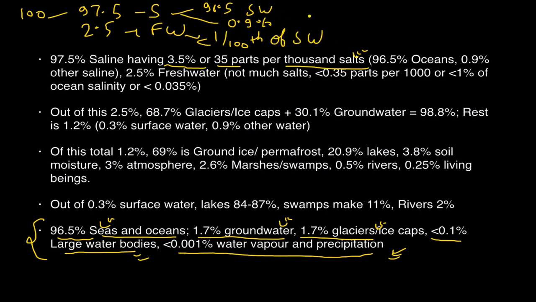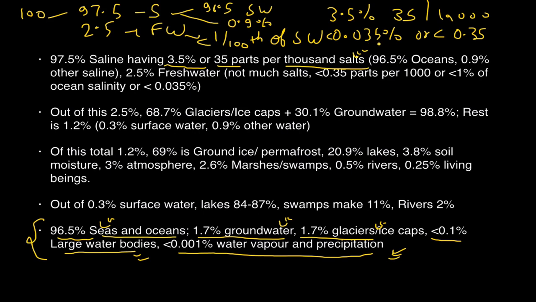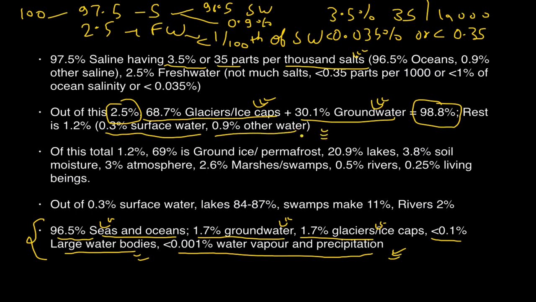Is that understood? So if its salinity is 3.5%, or 35 parts per thousand, it means this salinity will be 0.035%, that is one hundredth, or less than 0.35 parts per thousand. So this is what is called fresh water. Out of this 2.5%, 68.7% is stored in glaciers and ice caps, while 30.1% is stored in groundwater. This makes 98.8%. The rest 1.2% is 0.3% surface water and 0.9% other water. Is that understood? Very easy.